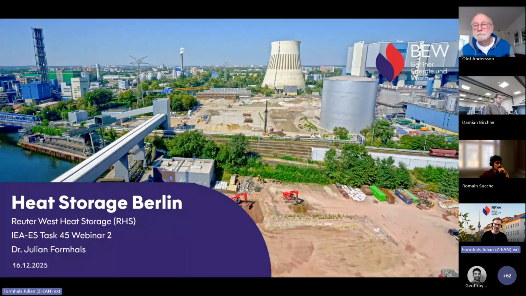Yes, so I'm here today to tell you a little bit about our heat storage project in Berlin. I'm from the Berliner Energie und Wärme, the municipal district heating company in Berlin, which we heard before is one of the larger district heating systems in Germany, or the largest. Here you can see in the background the large tank storage I'm talking about today at our power plant site Reuter West in Berlin.